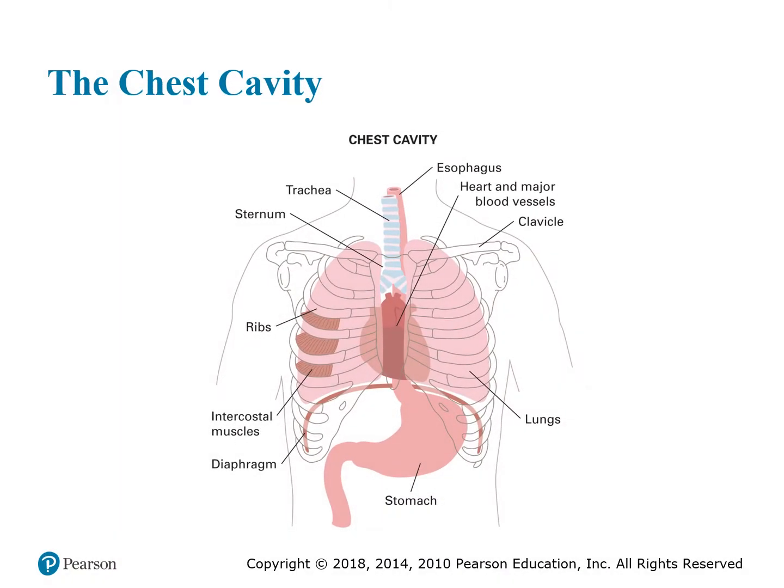Here you have a diagram of the chest cavity. As you can see, the ribs protect the heart and the lungs and the major blood vessels. You also have, inferiorly, the diaphragm right above the stomach.